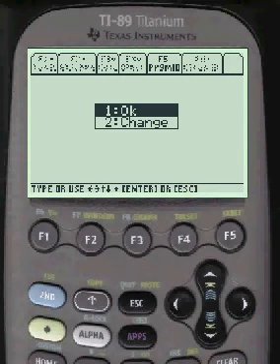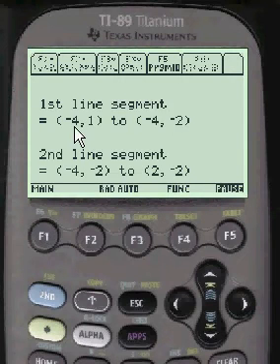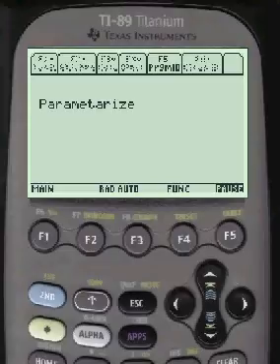So I always show you what you've entered. You can change it if you want. The first line segment is from minus 4, 1 to minus 4, minus 2, etc. Minus 4, minus 2 to 2, minus 2. And now we're going to parameterize the whole situation.